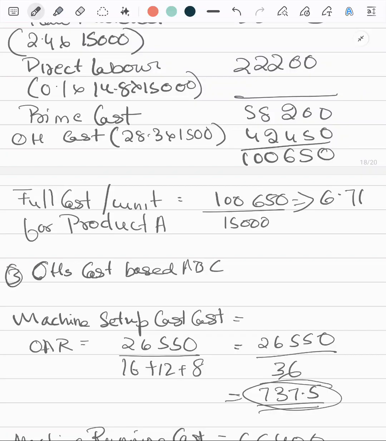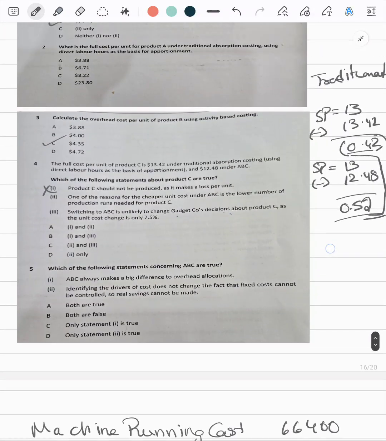So this will result in a lower cost, as calculated under ABC costing, for product C as compared to products A and B, because for product C the number of setups is only 8. So I think the second statement holds true.